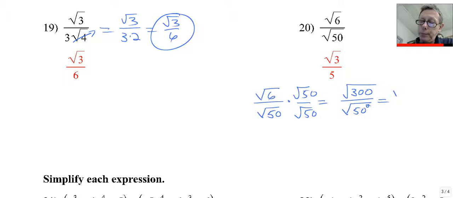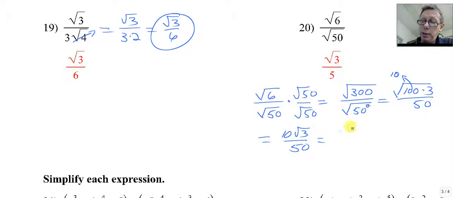So now then the numerator, I can simplify that into 100 times 3, and the denominator, the square root of 50 squared, is 50. Now in the numerator, the square root of 100 is 10, so I can go ahead and remove that. So I'm going to have 10 times the square root of 3 all over 50. And then I can reduce the fraction 10 over 50. So that would be the square root of 3 all over 5.